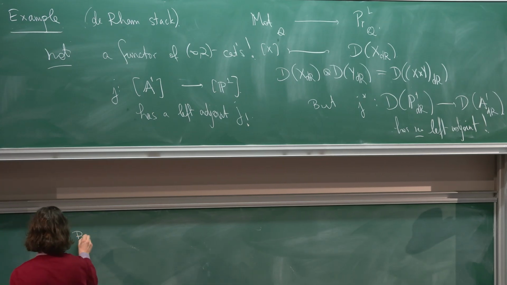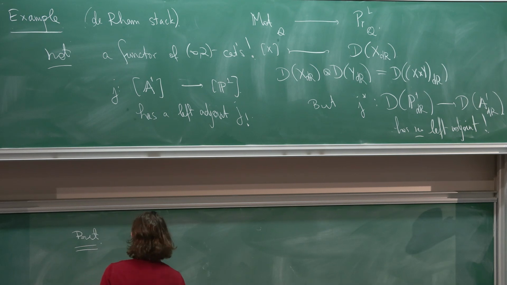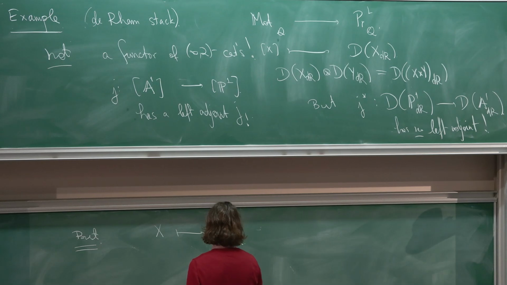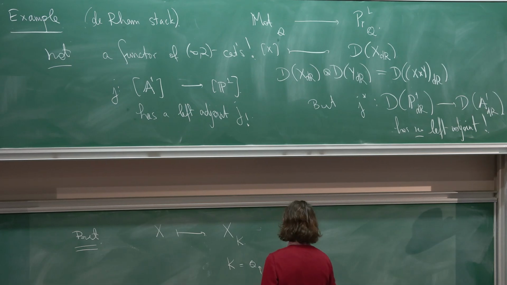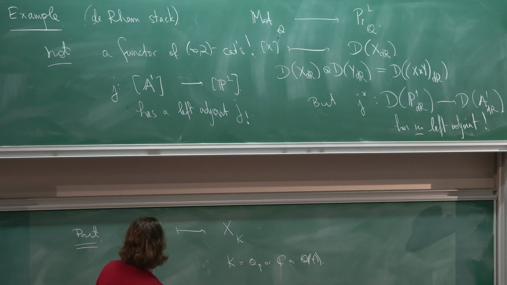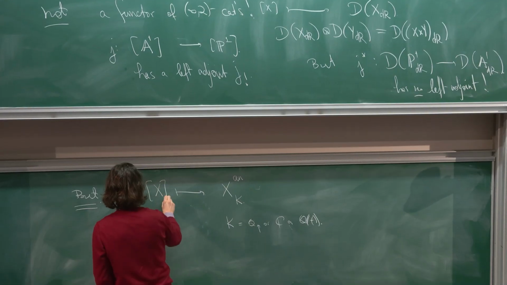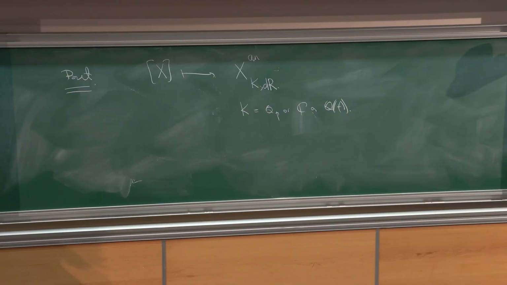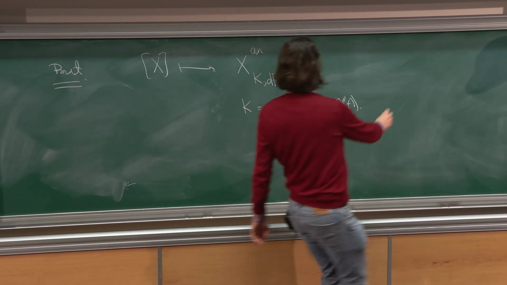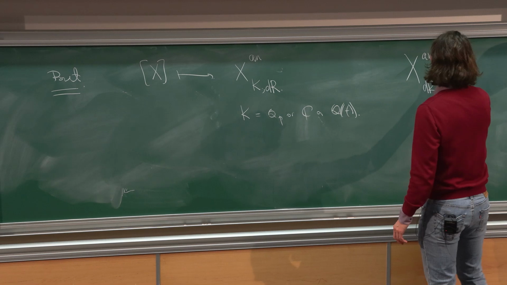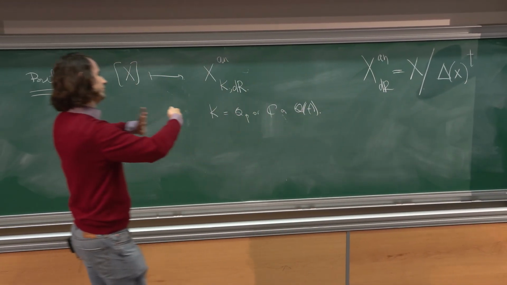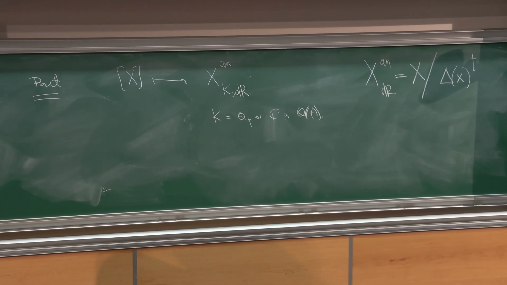So if you send any X to, you first base change to some non-Archimedean field K, or C, or Q Laurent series in T, or something like this. And then you take the analytic de Rham stack of that, as it was appearing, at least implicitly, in our talk. What is the analytic de Rham stack? It is X modulo the overconvergent neighborhood of the diagonal. So you take functions that converge in a small neighborhood of the diagonal and mod that out.